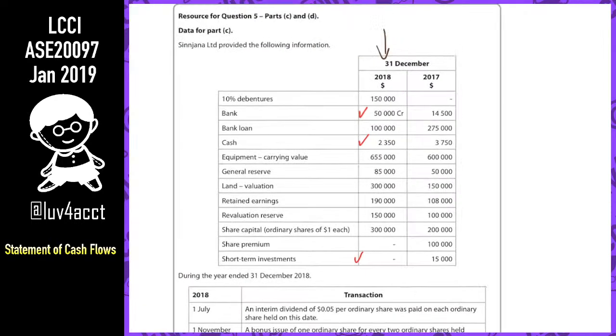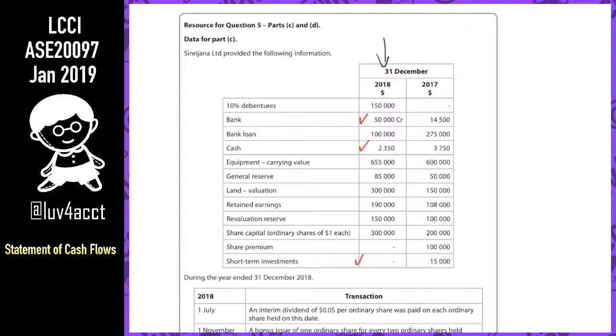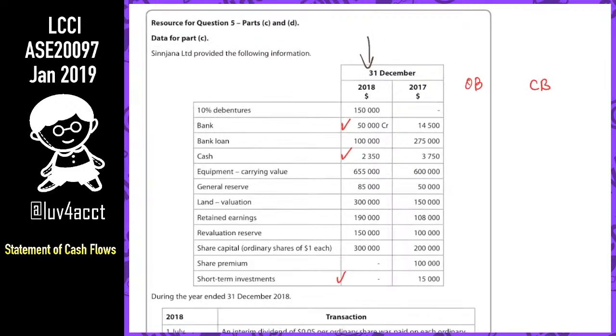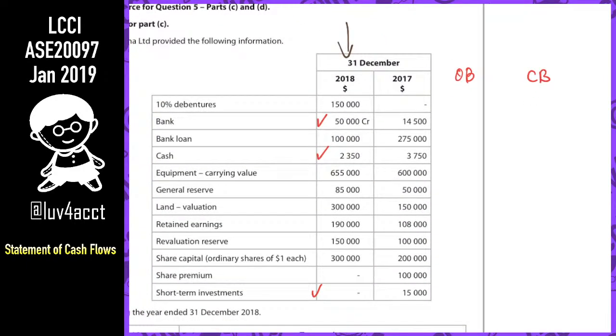Remember we have year 2018 on the left-hand side. So opening balance, cash and cash equivalent, and closing balance, cash and cash equivalent will be, let's see, opening balance 14,500, 3,750, and 15,000, 33,250. How about closing balance? Bank, we have an overdraft of 50,000, 2,350, and then nothing else. So we have 47,650.